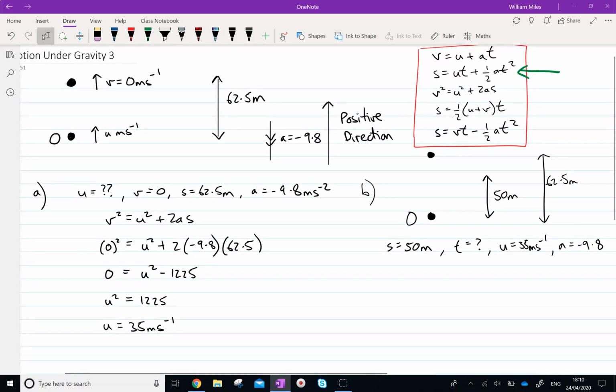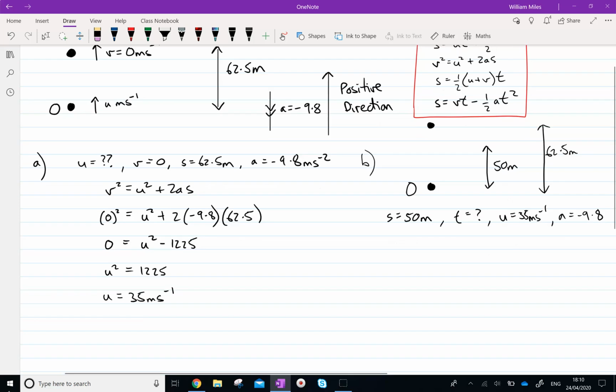Okay, and you'll notice if I don't know T, this will be a quadratic in T. So I'm potentially going to get 2 times for T, which is good because that's what we want. One time will be where it's going up. As it gets 50 meters away from O, it goes past that up to 62.5, and the other T that I'm going to get will be where it goes down back 50 meters above O, and then obviously it's going to continue down past O again and go down towards the floor.